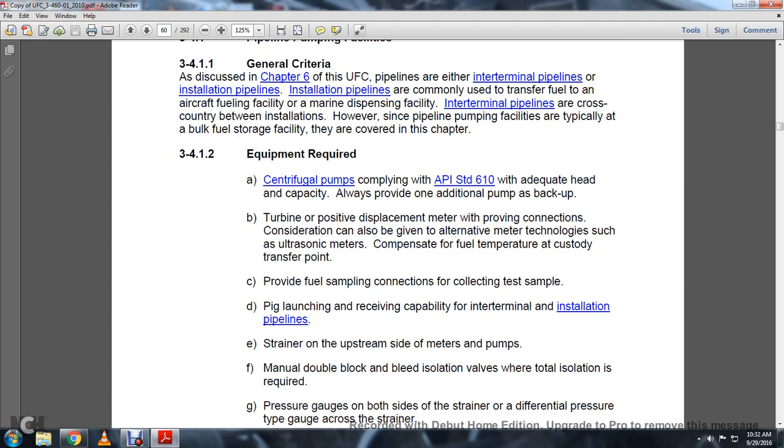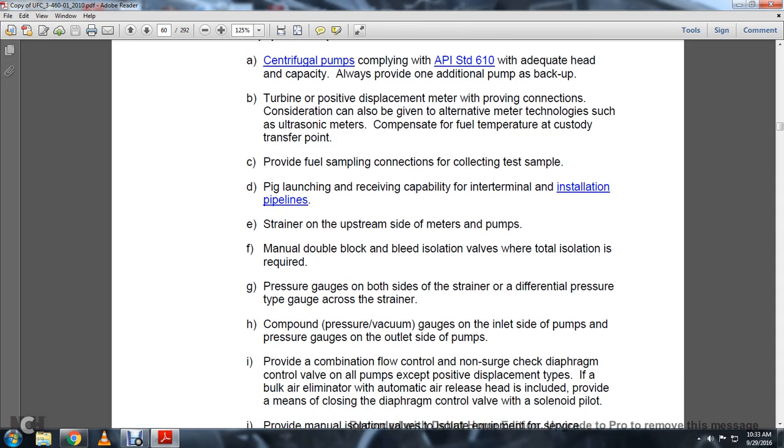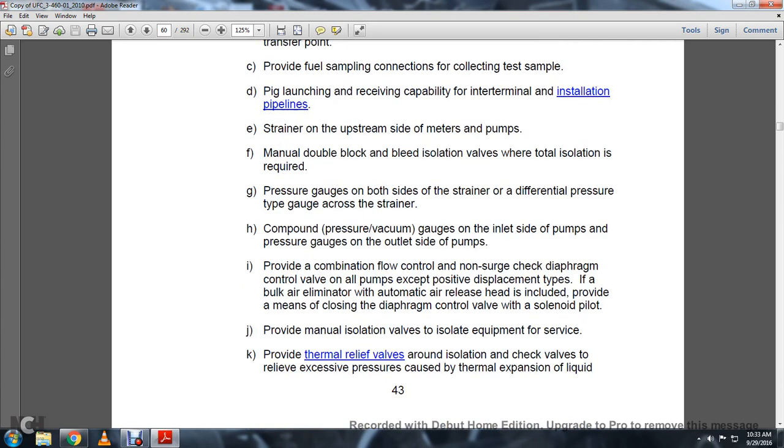3.4.1.2 Equipment required. A. Centrifugal pumps complying with API Standard 610. Adequate head and capacity always provided, with an additional pump as a backup. B. A turbine positive displacement meter with proving connections; alternative meter technology such as ultrasonic meters can also be considered. Compensate for the fuel temperature at the custody transfer point. Provide fuel sample connections for collecting test samples, launching and receiving capabilities on terminal installation pipelines, and strainers upstream of the meter pumps. Provide manual double block and bleed isolation valves where total isolation is required, pressure gauges on both sides of the strainer, and a differential pressure type gauge across the strainer.